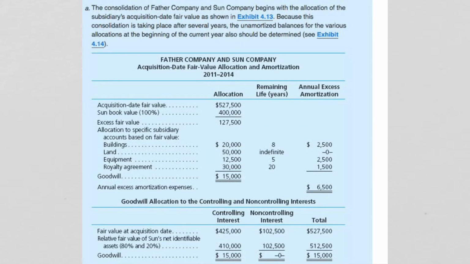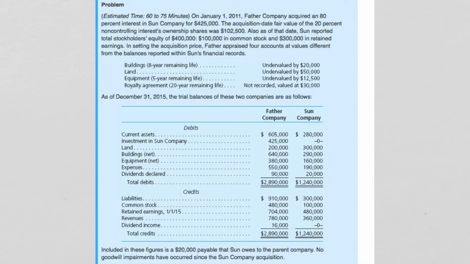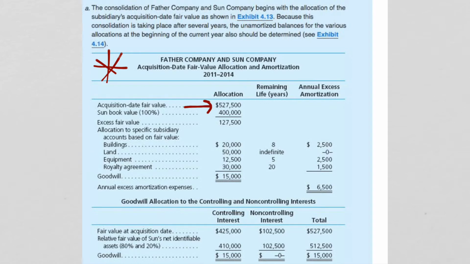Here we go, acquisition date schedule right here. They're going to use the acquisition date fair value of not 512,500, but 527,500. What's the difference? Good question. Okay, so let's figure out how we get there and why. Very simple. Paid 425, value of the non-controlling interest is 1025. So put it together: 425 plus 1025 equals 527,500. So that's the value based on the purchase and the non-controlling interest amount. You put those two together, 1 plus 1, and you're going to get this number here, 527,500.